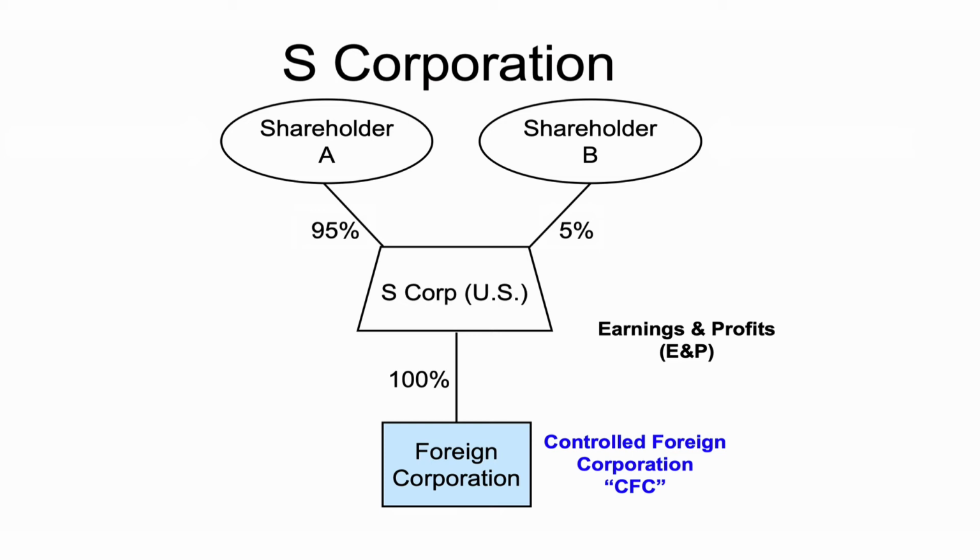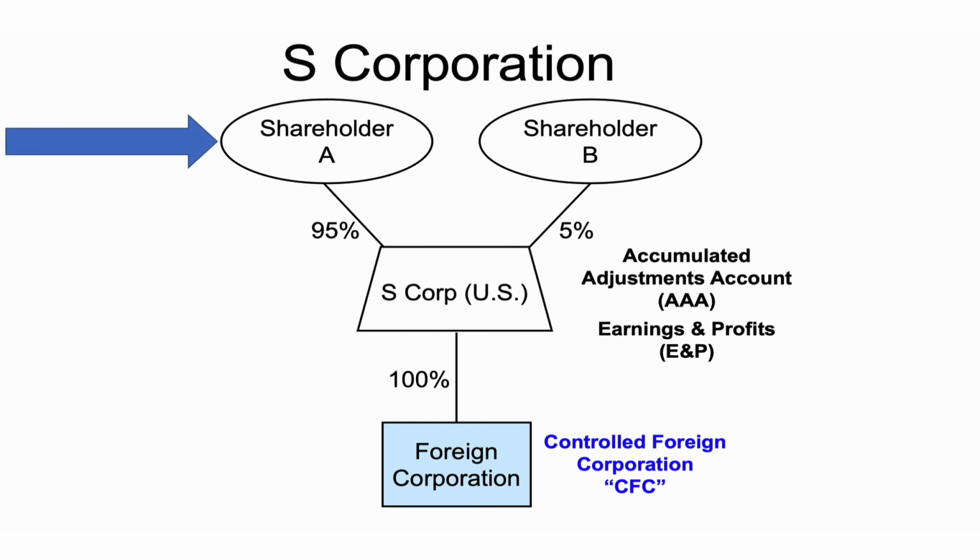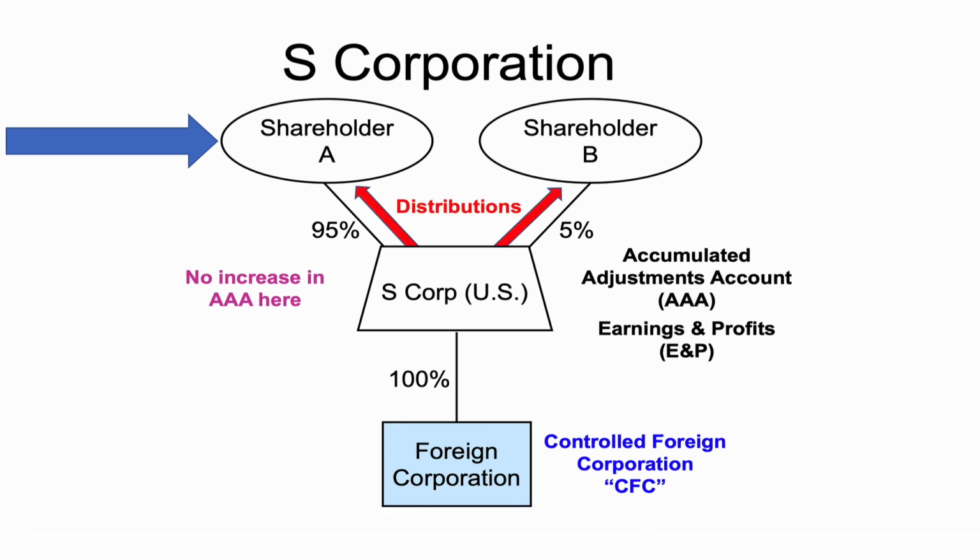S corporations that have E&P track their S corporation earnings through the accumulated adjustments account. If a GILTI inclusion amount is computed at the shareholder level and not at the S corporation level, the S corporation's AAA will not increase from the GILTI inclusion. Distributions by an S corporation are usually first out of AAA and then out of E&P. If the AAA is not increased for the GILTI inclusions, distributions by the S corporation may eat into the E&P earlier than it otherwise would.